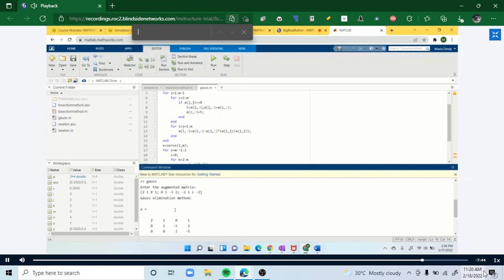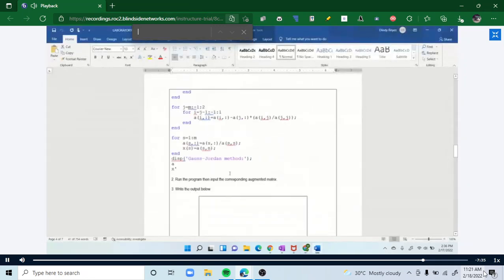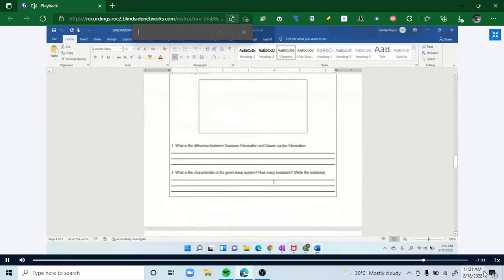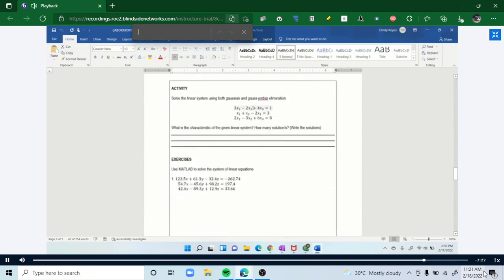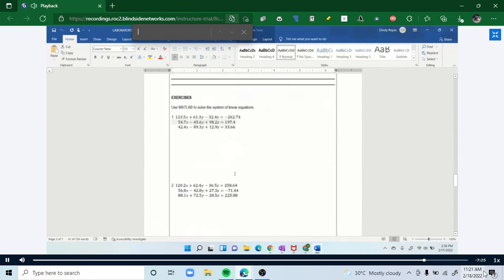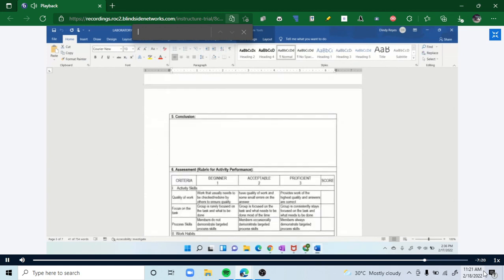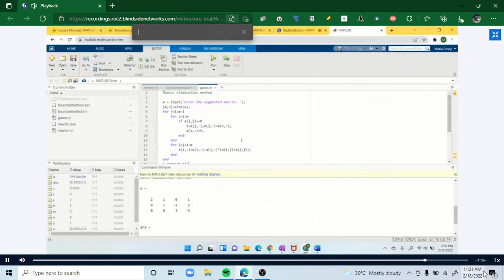So, ganyan lang lalabas niya. In-enter ko lang yung augmented matrix ng system. So, ganun lang. In your activity, magiging paulit-ulit lang siya, no? Kaya lang ito, medyo malaki-laki yung mga matrices mo sa practice. And then, you have to answer some questions here. And then, you repeat the same procedure for all of these matrices. Okay? Using the same function that you have created.